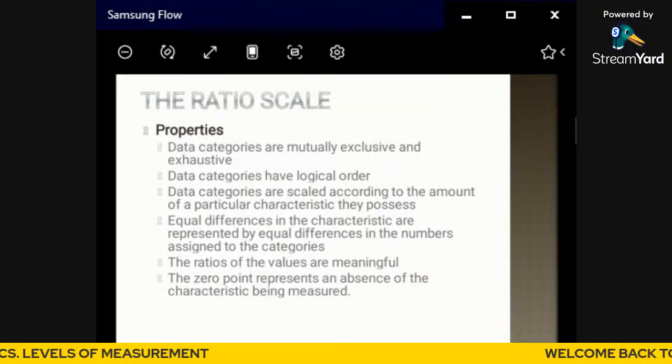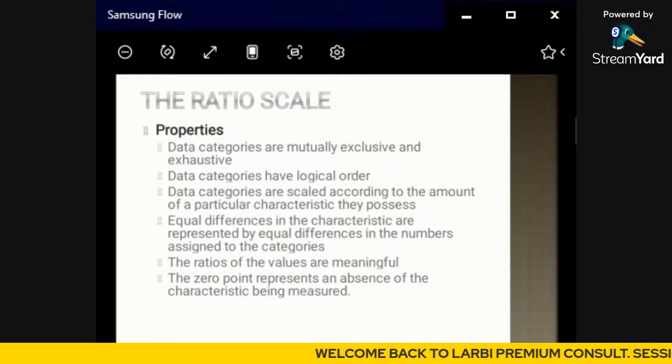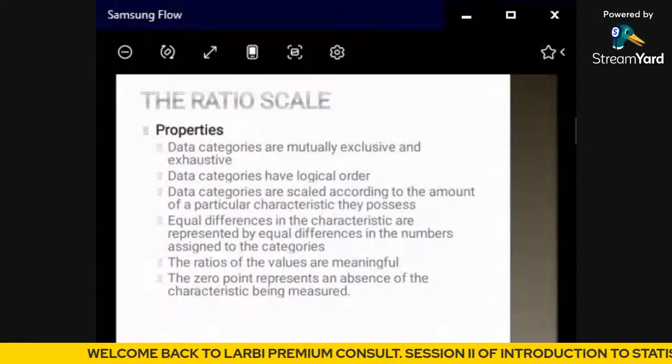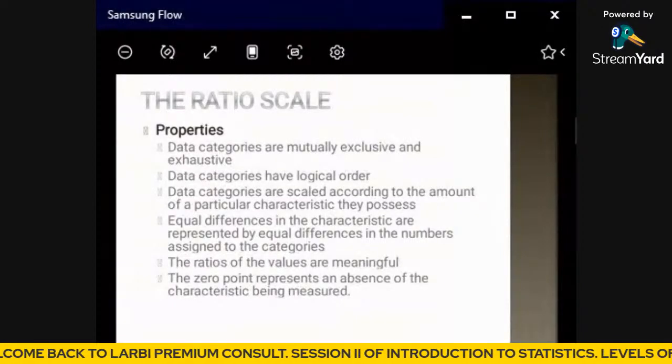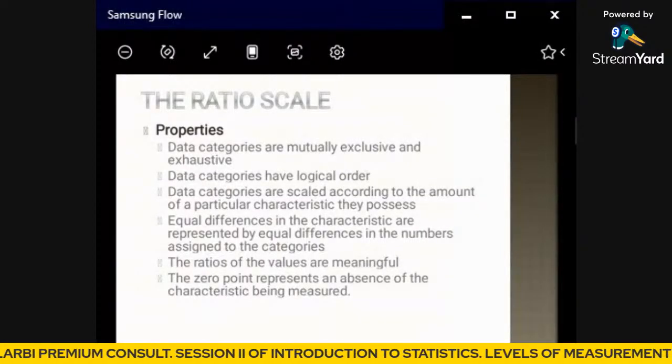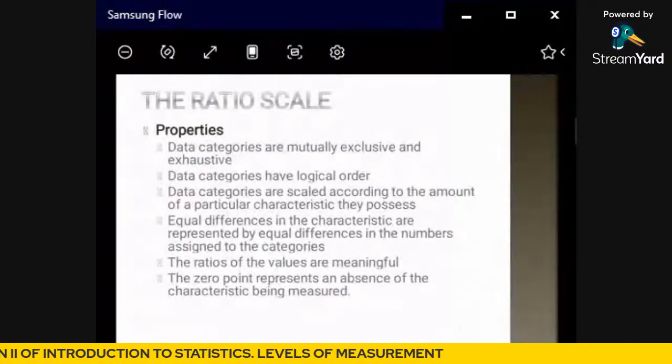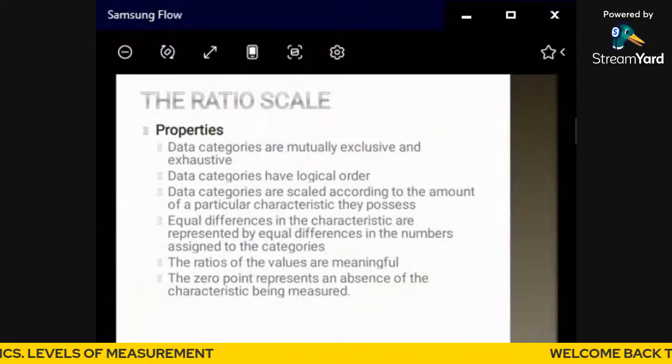Also, data categories have a logical order, so you can rank data from high to low or low to high, whatever rank you want to assign to this set of data. We also have the data scale according to the nominal property, and ratio also has the same. There's also equal difference in characteristics represented by equal difference in numbers assigned to categories. These are a number of properties of the ratio scale.